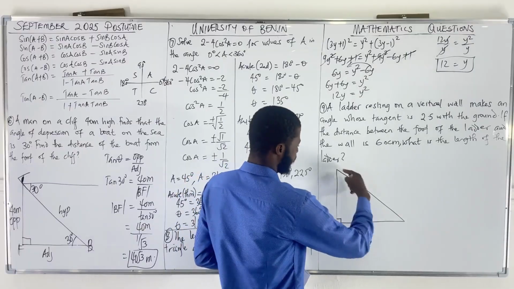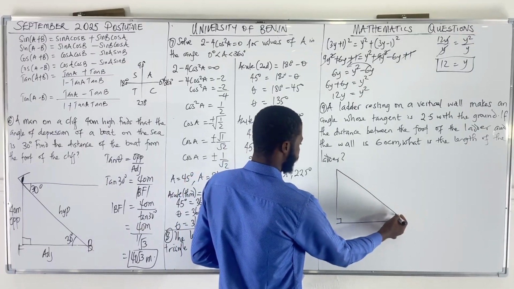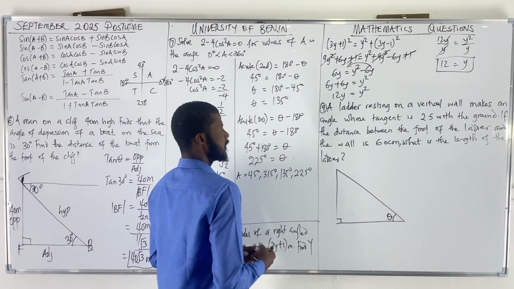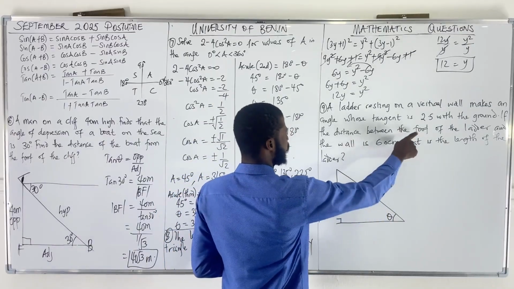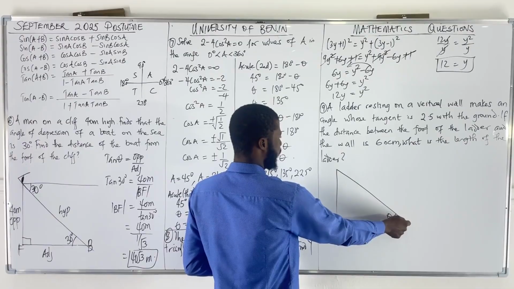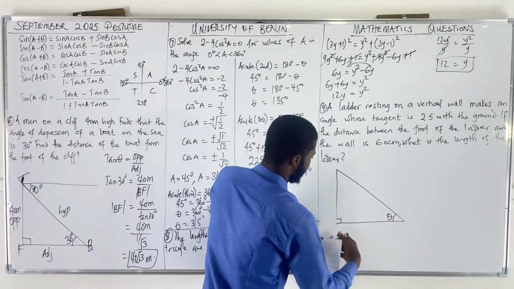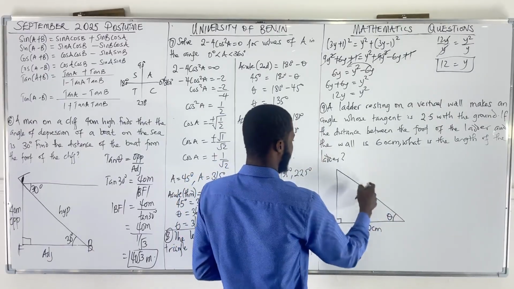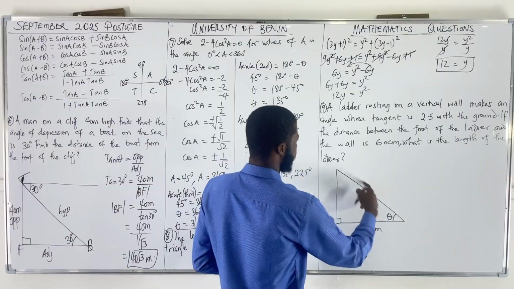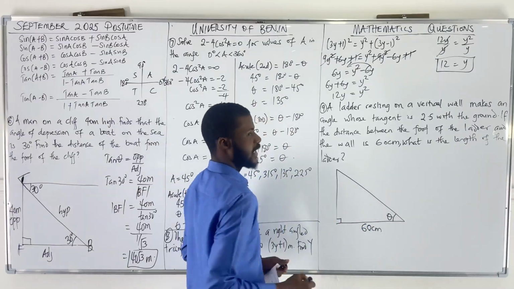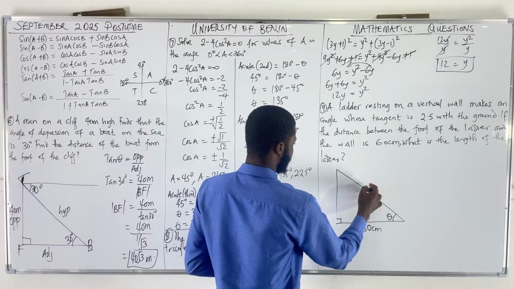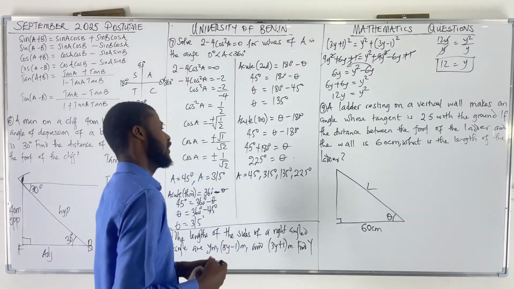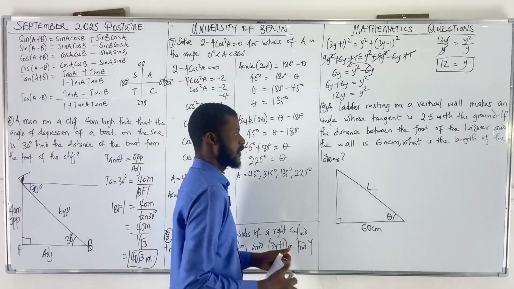Now they said that this ladder is making up an angle. So let me put the angle here, theta. Next, the distance between the foot of the ladder, so this is the foot of the ladder here, and the wall, this is the wall, is 60 cm. So this will be 60 cm. Then the question is, what is the length of the ladder? So you're asked to find this very place. Let me call it L. Okay, so let's solve this very problem.